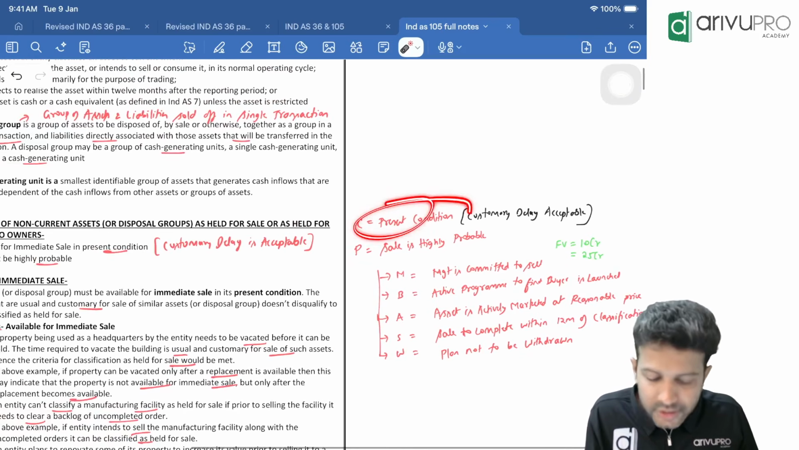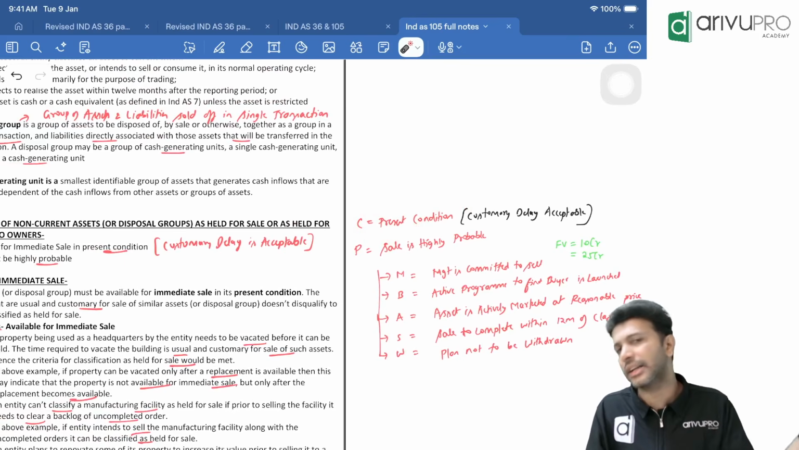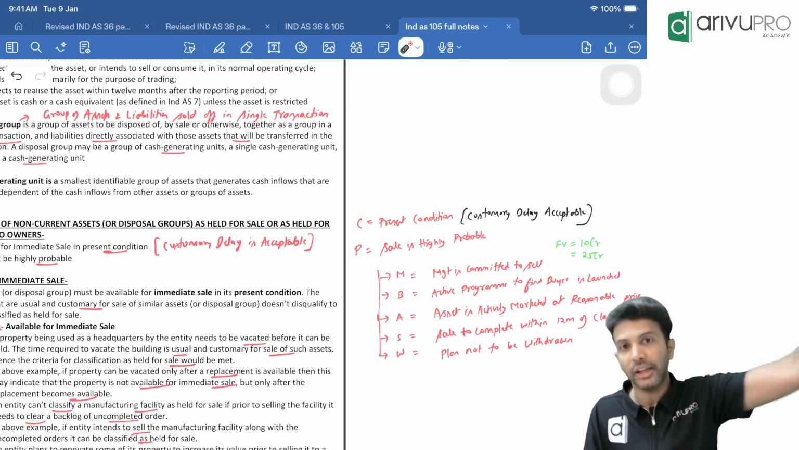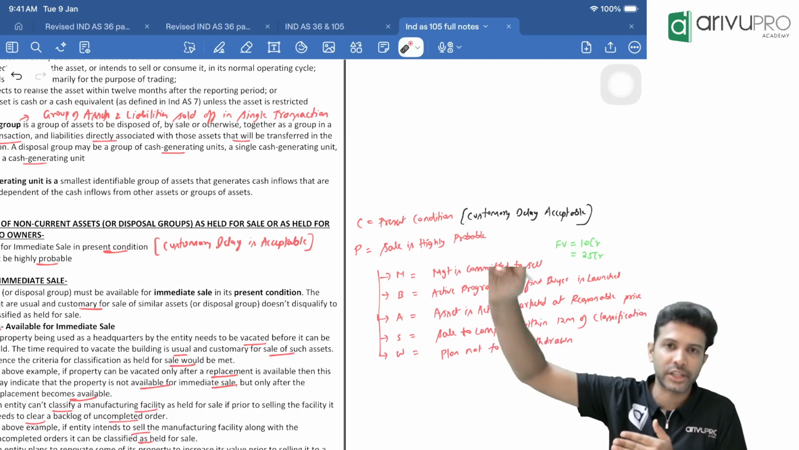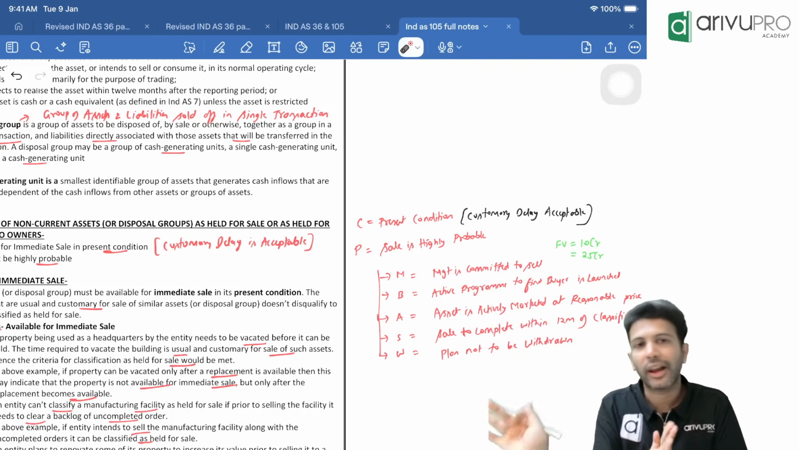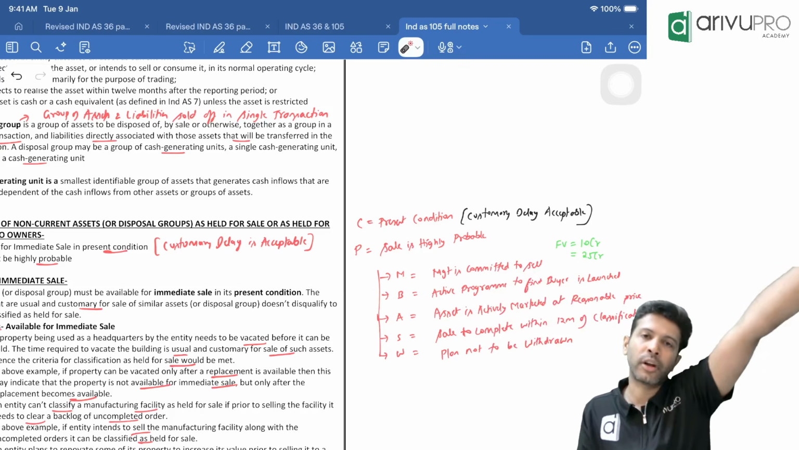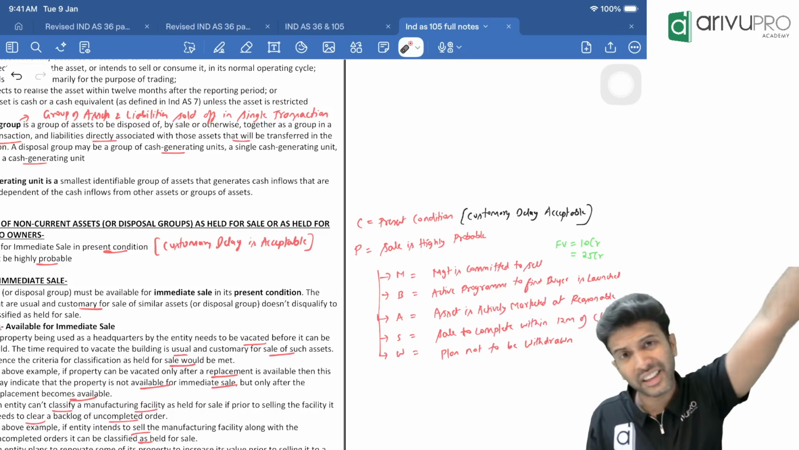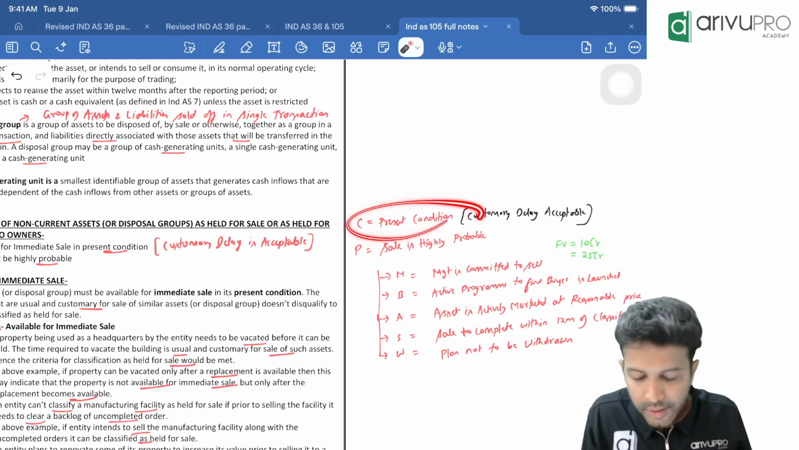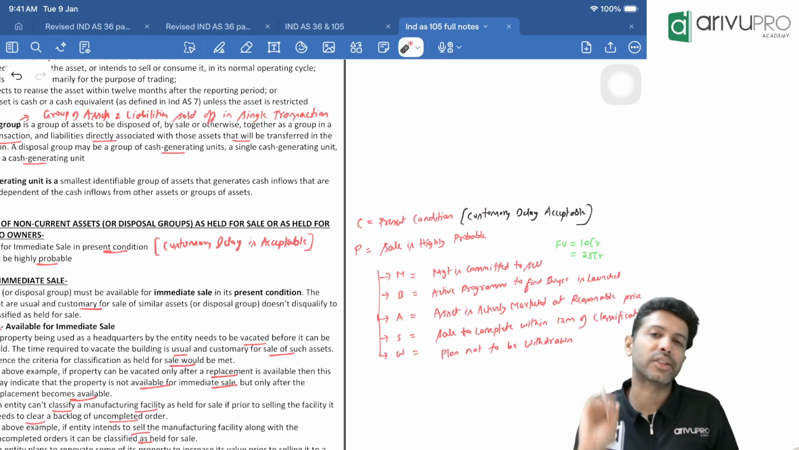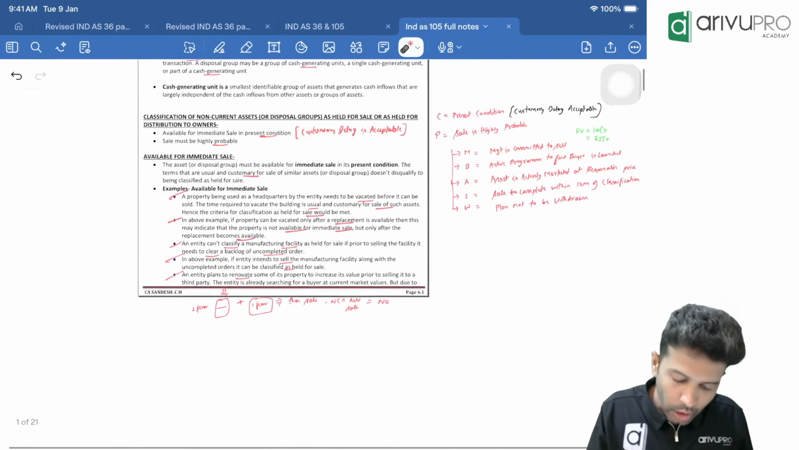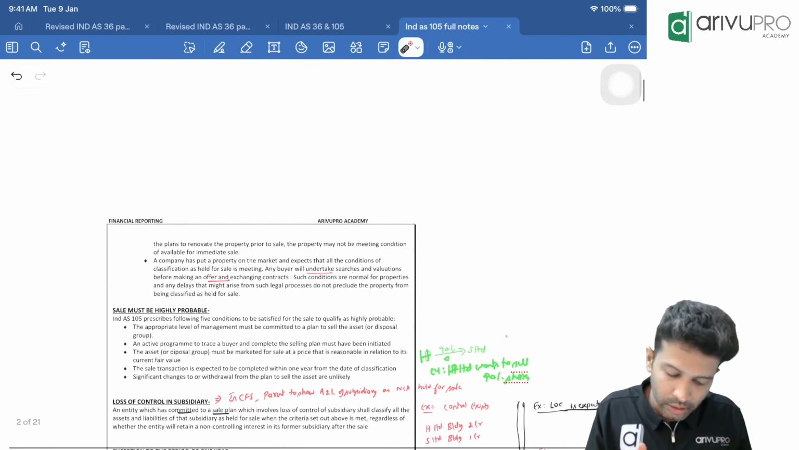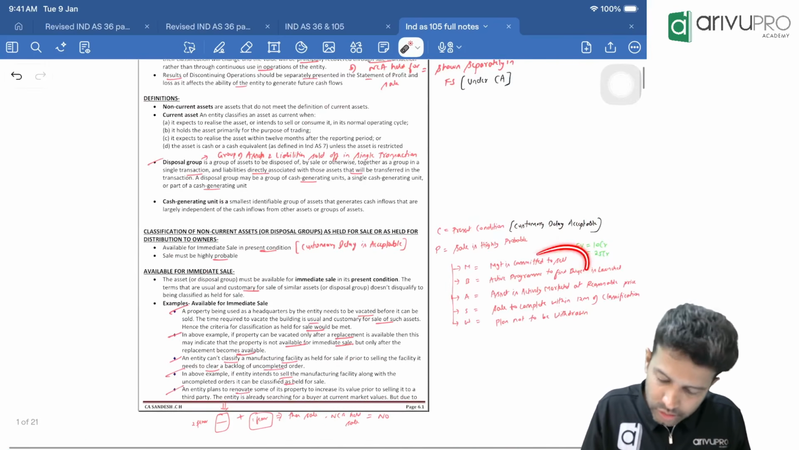Okay. C, for sellable in present condition means the way asset is, as it is, you need to sell it. If you are planning to do some modifications and then sell it, then today you cannot classify it as held for sale. Once the modification, renovation, etc. is over, that day you can say it is sellable in present condition and classified as held for sale. That is one. Okay. Next, P. These are pretty common sense, so that's okay.